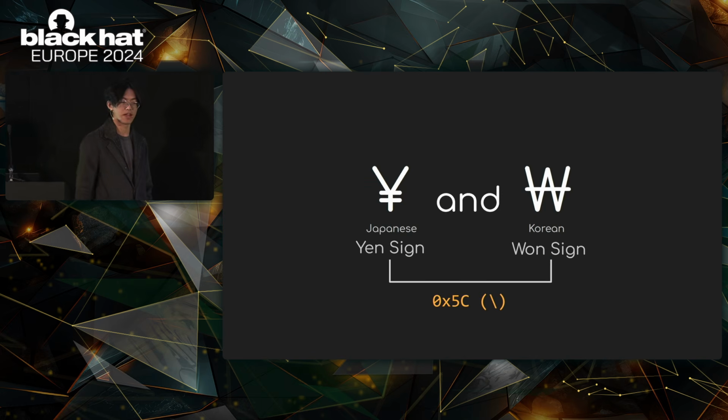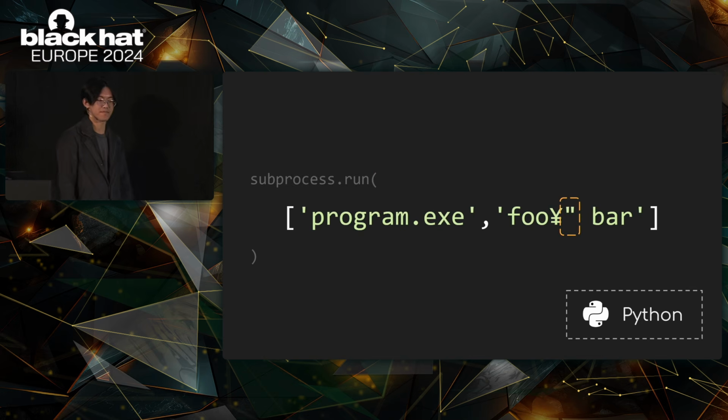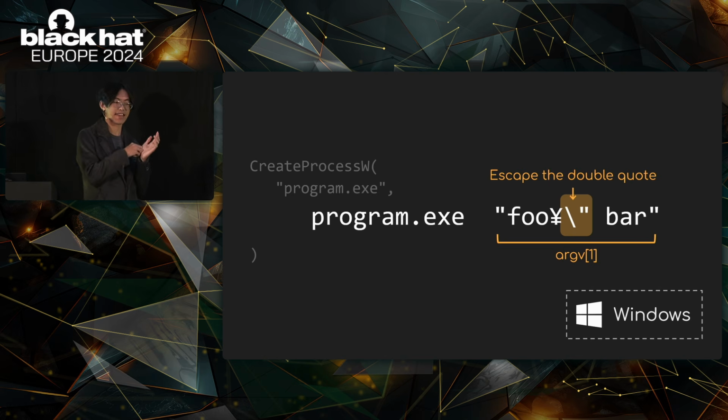Do you remember we have this? For the yen sign in Japanese and the won sign in Korean, we can use this to map it to the backslash, right? And what can a backslash do? A backslash can escape stuff. And what can it escape? Did you get it? Let me show you one example. Let's assume this program.exe is vulnerable to WorstFit. We put the argument here, which is a full-width yen sign, a double quote, and bar. And we have a double quote here, so Python will try to escape it. Now it will prepend a backslash to escape the double quote. OK, now it's still fine.